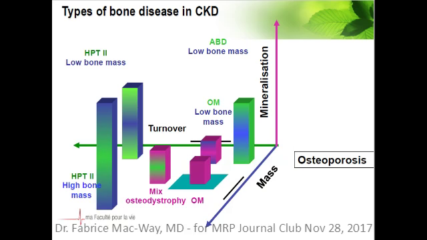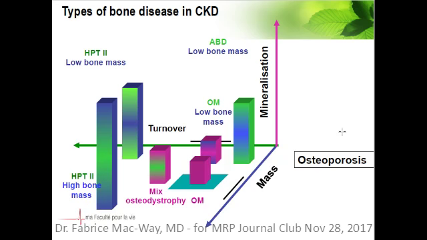So if we follow the guidelines from the KDIGO, we need to look at 3 parameters: the bone turnover, the bone mineralization, and the bone mass, in order to predict what's going on. The bone turnover could be normal, but could be low, could be high, as I said before. You could have a normal mineralization, but could have an abnormal mineralization. That's the osteomalacia. And of course, you could have a low bone mass, normal bone mass, or high bone mass.